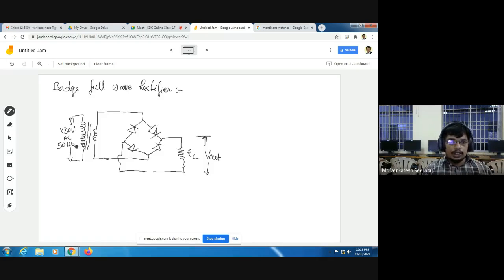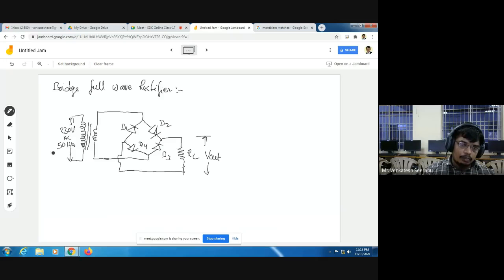In the diagram of a bridge full wave rectifier, we will not use a center tap transformer. We will use a normal step down transformer. Now let us consider this is diode 1, this is diode 2, and this is diode 3 and diode 4. You can name the diodes however you like.